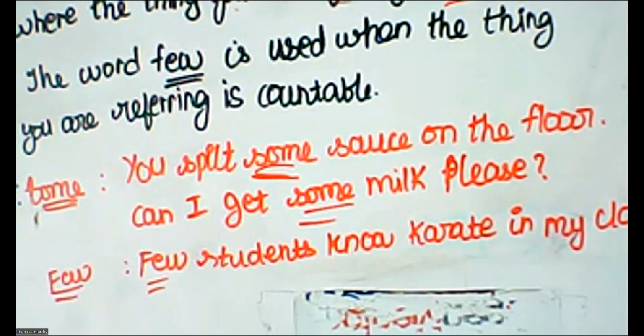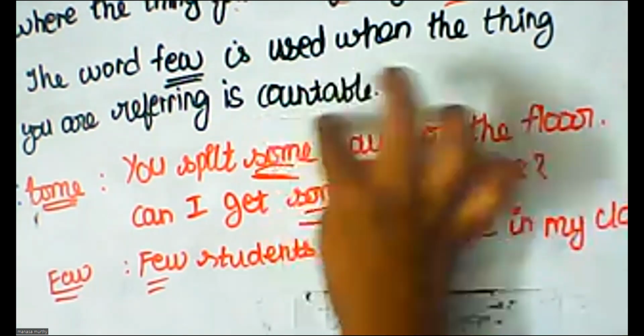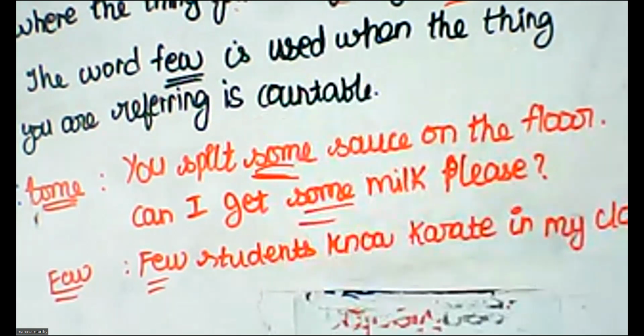If at all there are 50 students and I'm saying this sentence, few students in my class know karate, and if I ask them to raise their hands, they'll definitely raise, correct? So at that point of time, I'll be able to count. So it is used for a countable noun. Few students know karate in my class.